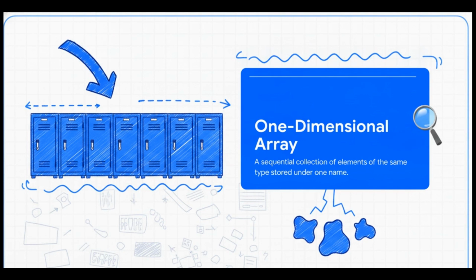So, at its absolute core, a one-dimensional array is just a sequential collection of elements, and they all have to be of the exact same type. Honestly, the best way to think about it is like a perfectly organized row of lockers in a school hallway. See, instead of having lockers scattered randomly all over the building, which, by the way, is exactly how standard individual variables are stored in memory, an array guarantees that your data is neatly lined up. It's all right next to each other, tucked under one single easy-to-use group name.